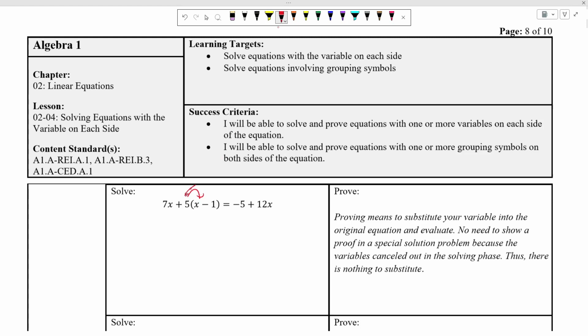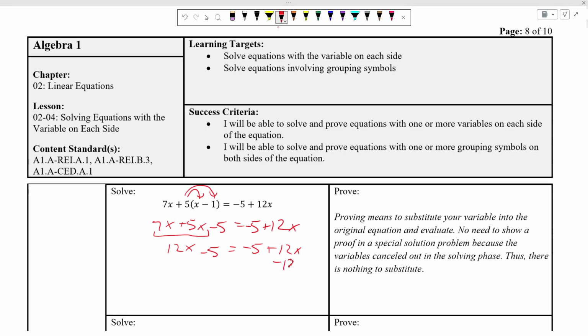So let's see. Distribute: 7x plus 5x minus 5 equals minus 5 plus 12x. Okay. Do I have opportunities to combine here? Let's see. Not on this side, but do I have it on this side? I do. Combine these two. So I get 12x minus 5 equals minus 5 plus 12x.